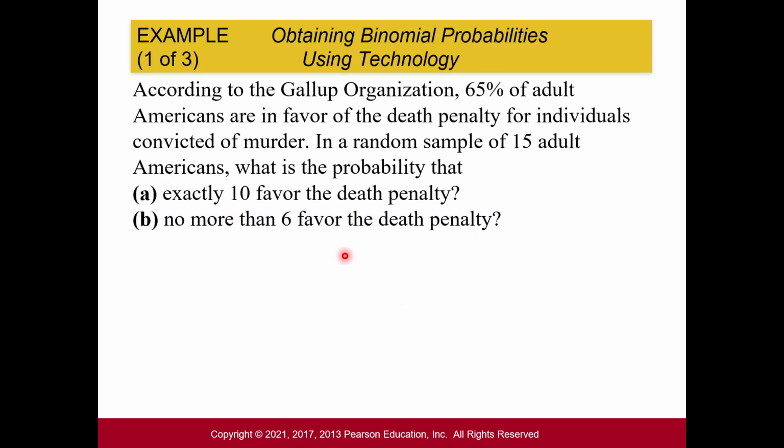Okay, so now we're going to do the same thing, but we're going to use technology. I'm going to show you how to compute these probabilities, one for exactly X equals a number, and then one for no more than, so the less than or equal to. We're going to use StatCrunch and then the TI-84 calculator.